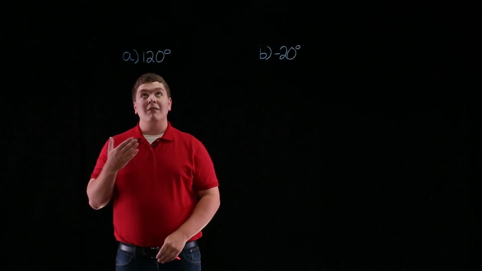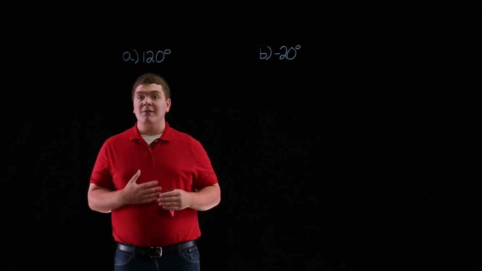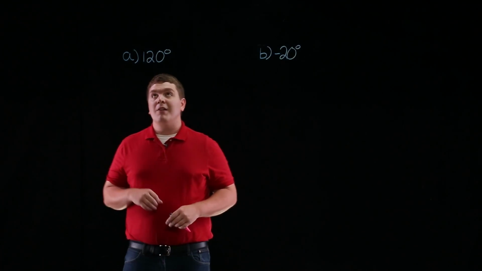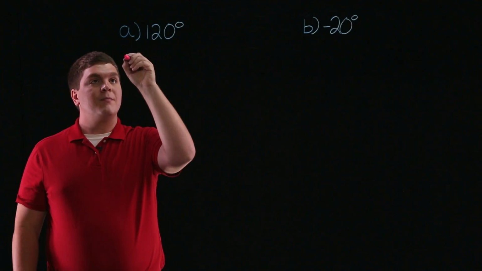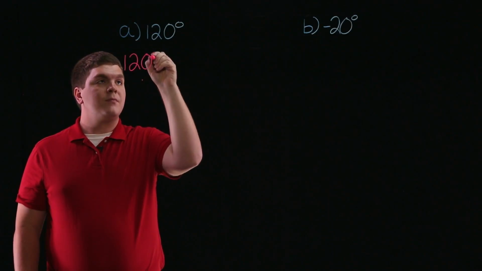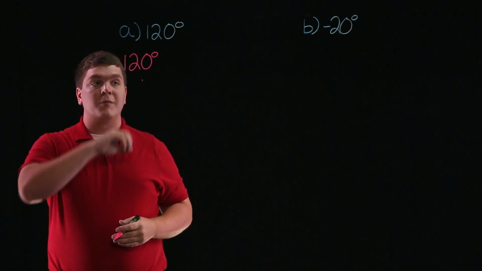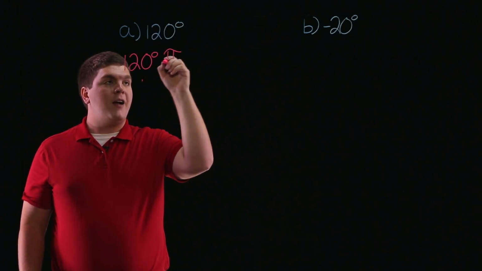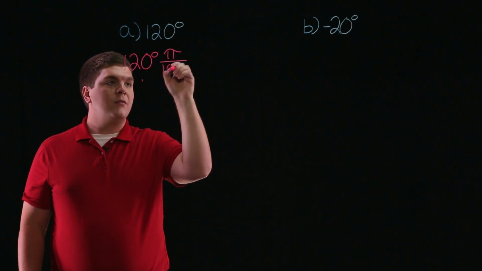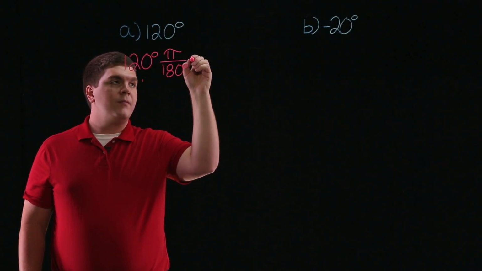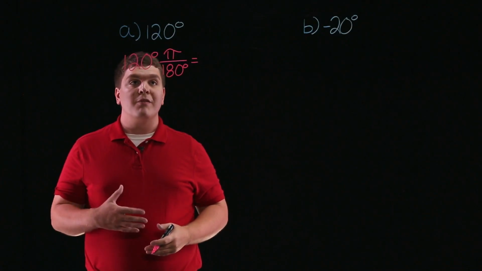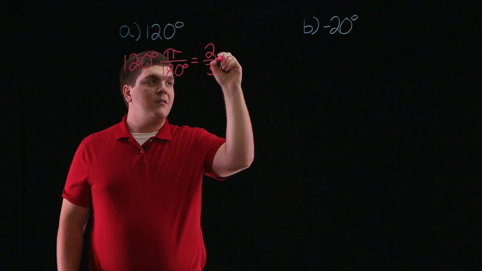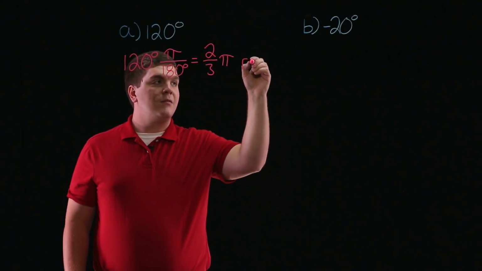Now let's begin by noting that in order to convert an angle from degrees to radians, we want to multiply by pi and divide by 180. So let's start with the angle 120 degrees. In order to convert this from degrees to radians, we'll multiply by pi divided by 180. Now, after simplifying, this is equal to 2/3 pi, and the units here are radians.